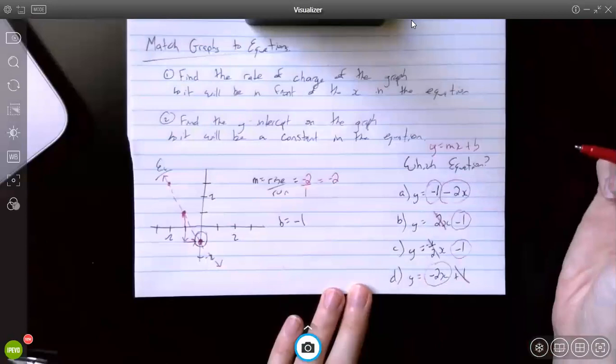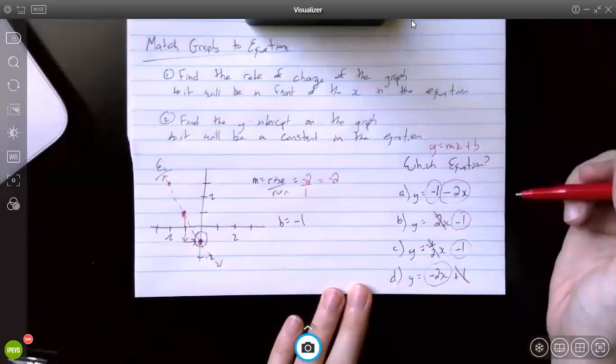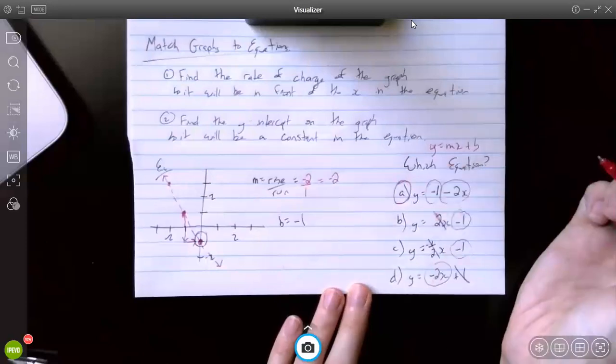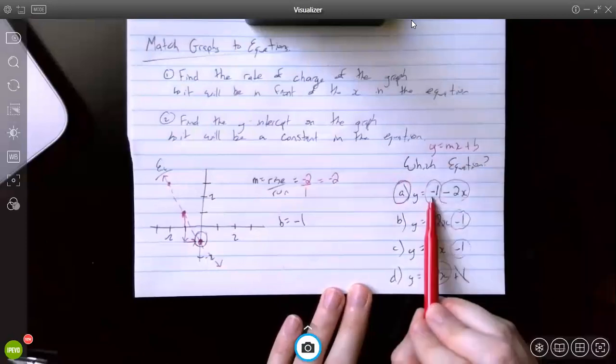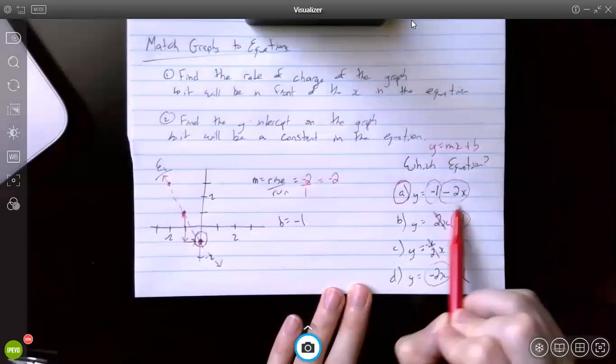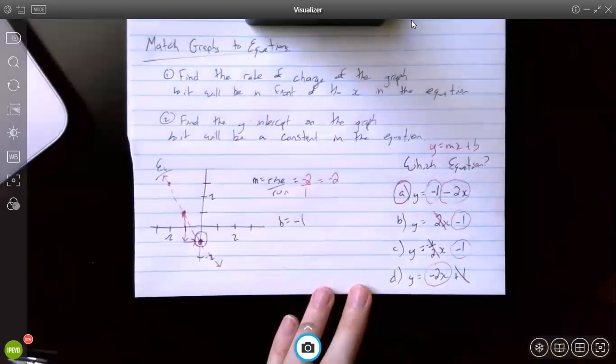So the only one that has both the b value and the slope in the right spot is equation A. I have intentionally swapped the order of my mx and my b to try and trick you guys, but that is what it should look like.